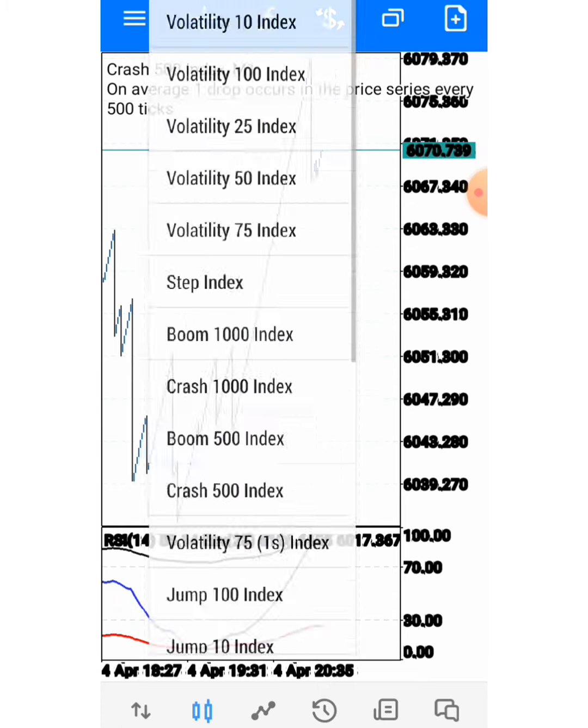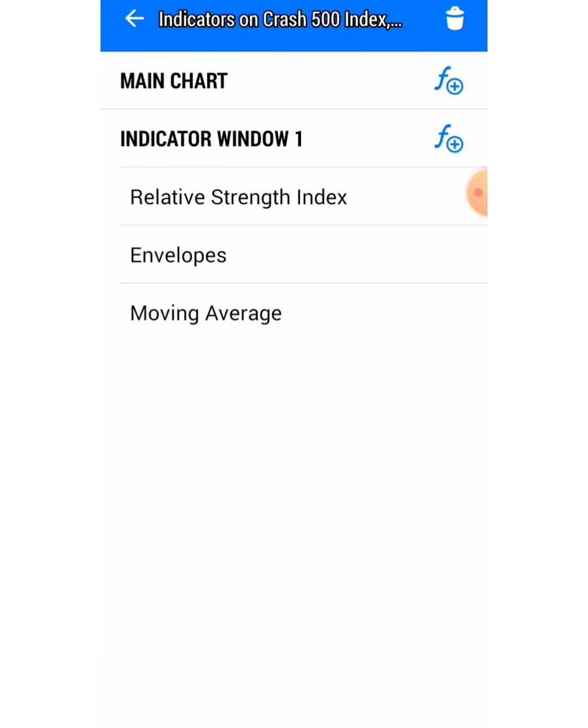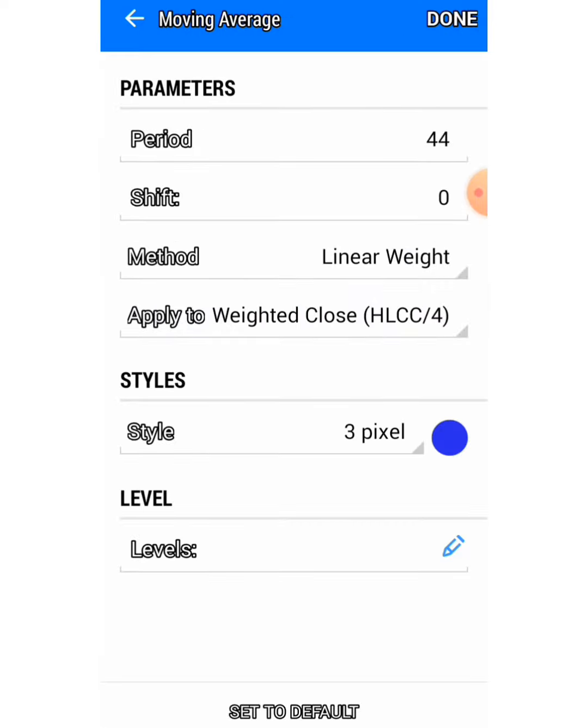Then I click on my moving average. The period is 44, shift 0, method linear weighted, apply to weighted close, style 3 pixel and color is blue. You can use any color of your choice. Then you click done.